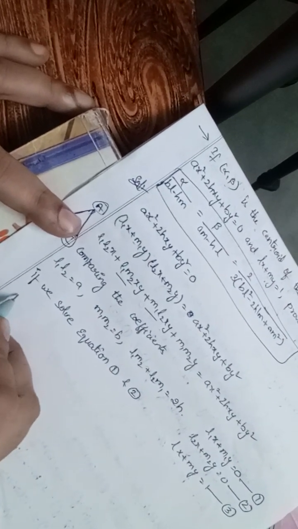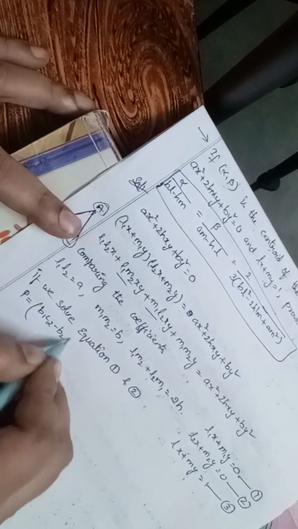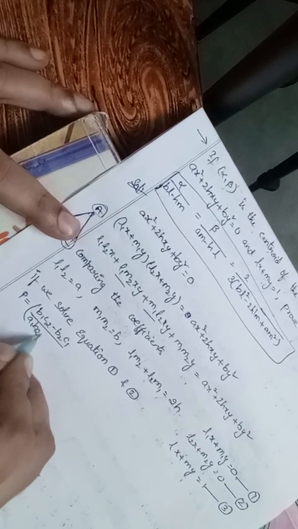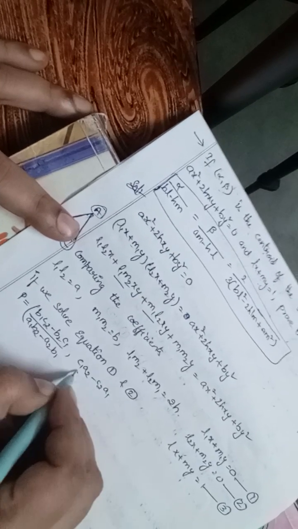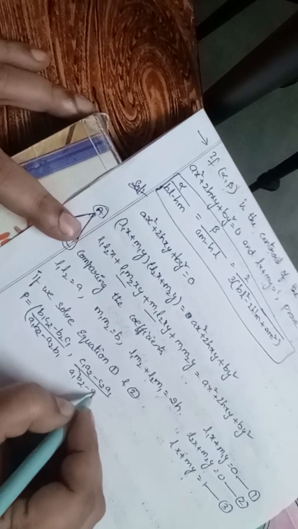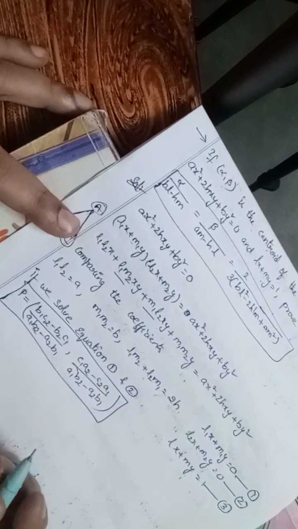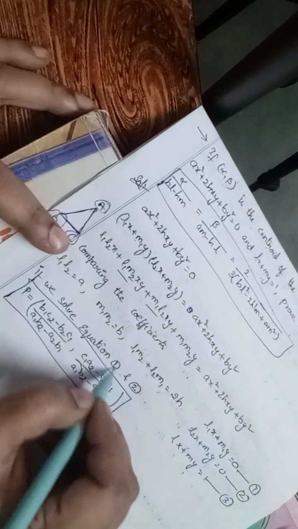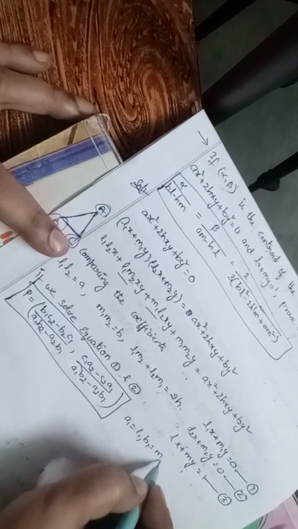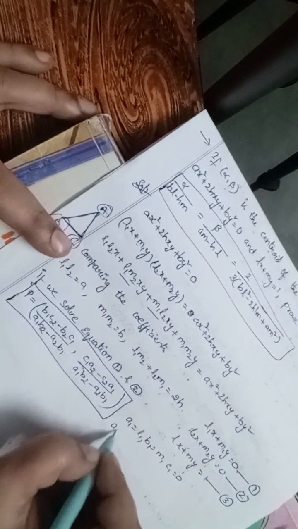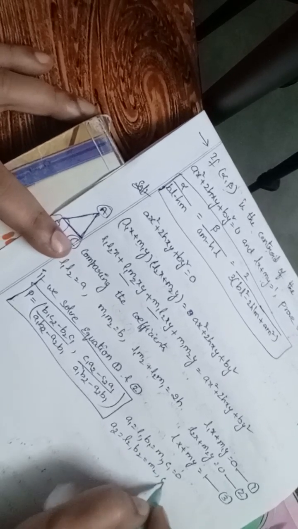Now, if we solve equation 1 and 2, how to solve? We have the point of intersection formula. Point P equals B1 C2 minus B2 C1 by A1 B2 minus A2 B1, comma C1 A2 minus C2 A1 by A1 B2 minus A2 B1. This is the formula for point of intersection. Here we are taking 1 and 2. So A1 is L1, B1 is M1, C1 is 0, A2 is L2, B2 is M2, C2 is also 0.